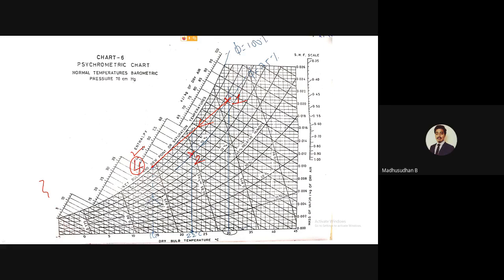So what you have to do is, you have to draw a horizontal line from state 2. Okay, you have to draw a horizontal line from state 2 where it cuts this particular line, correct? So this particular point is state 3. So the original two processes can be written as 1 to 3 is your cooling and dehumidification process, correct? And from 3 to 2 is your heating process. So this is very important. How do you plot the process on a psychrometric chart? That is very important.